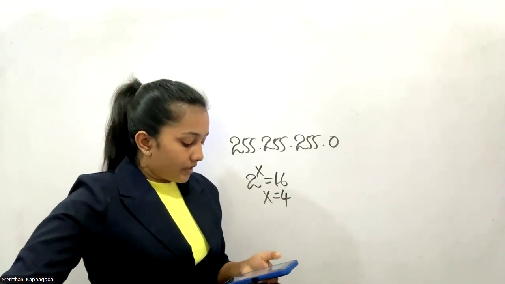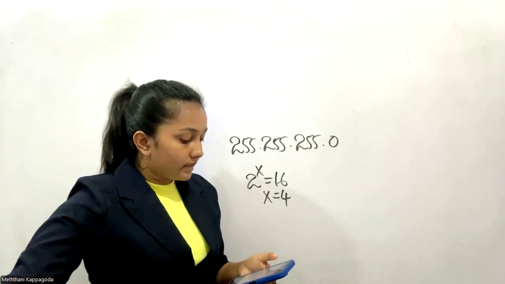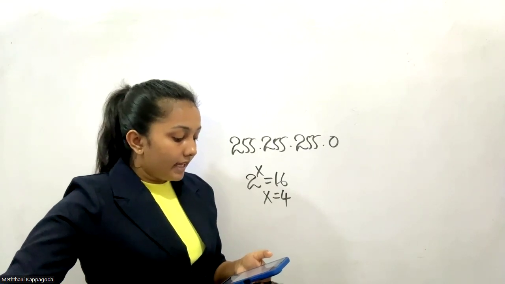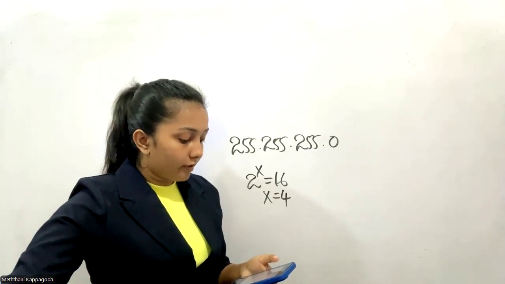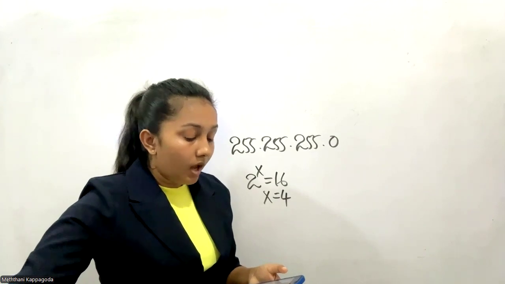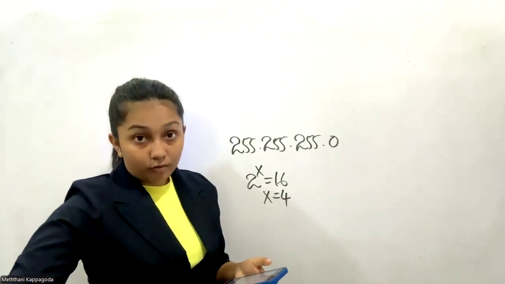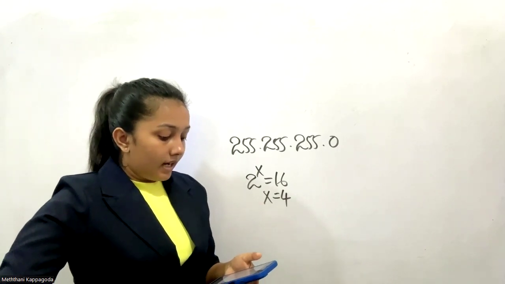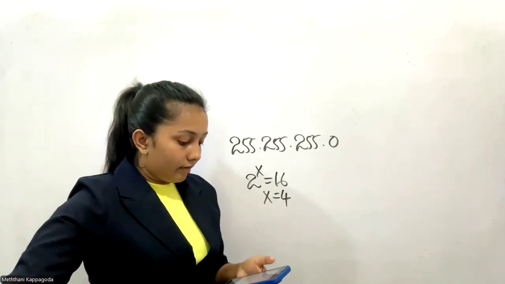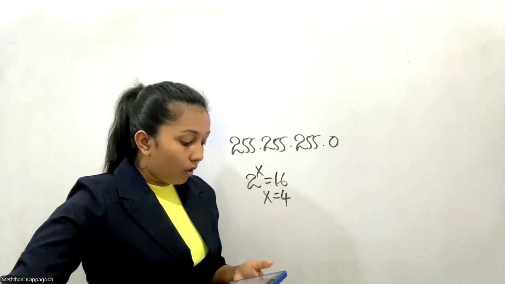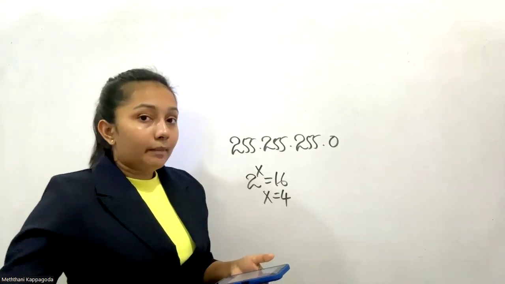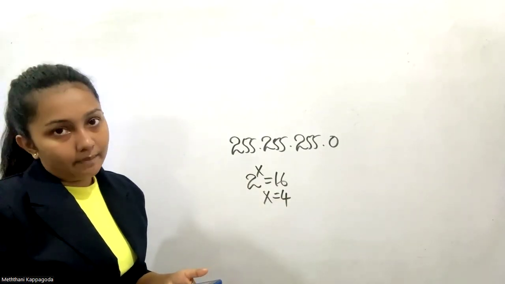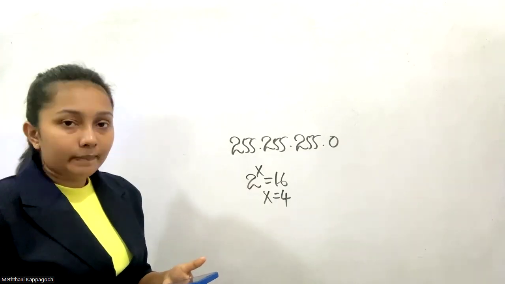Question number 19. Which of the following is a valid host IP address if the subnet mask is 255.255.255.0? This is the default subnet mask of a class C network. Therefore, definitely, what they are asking is, what is the valid host IP? You have given the default subnet mask with the IP address.